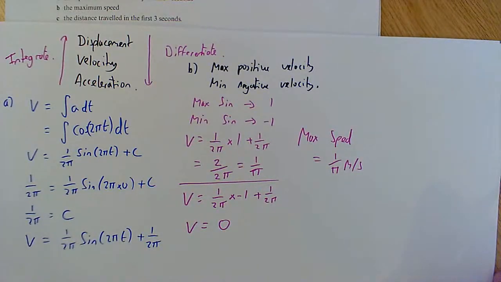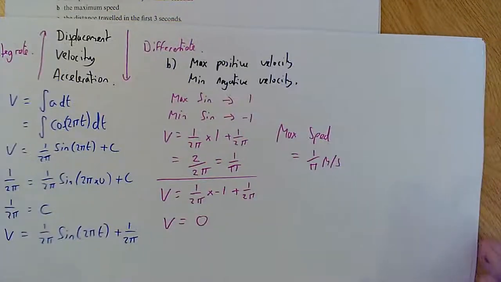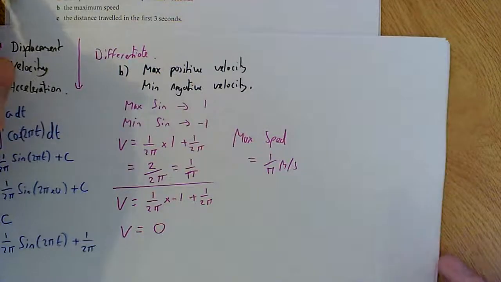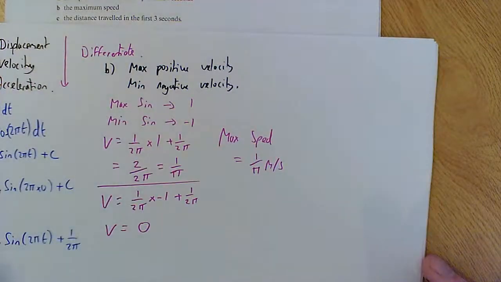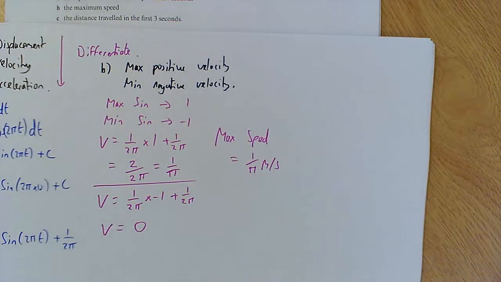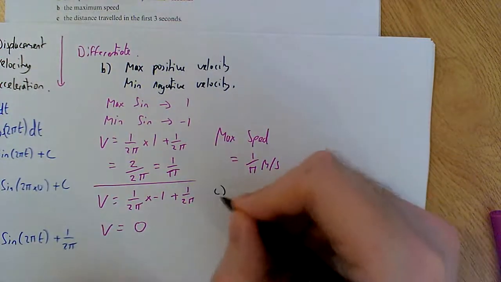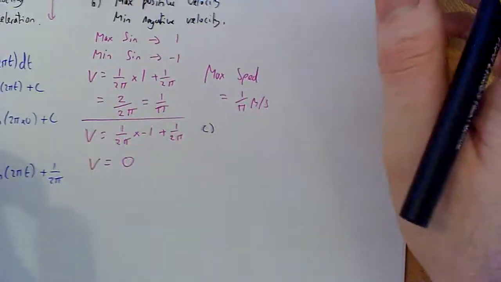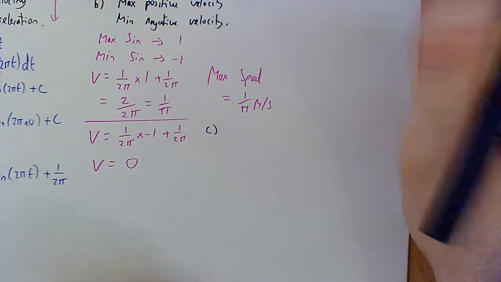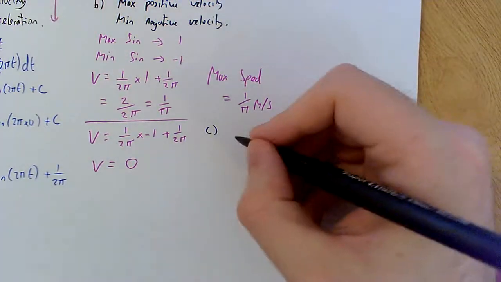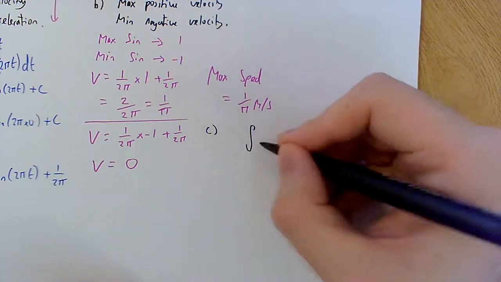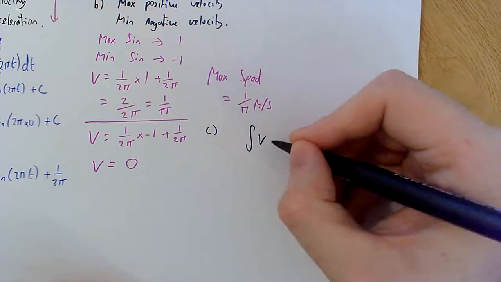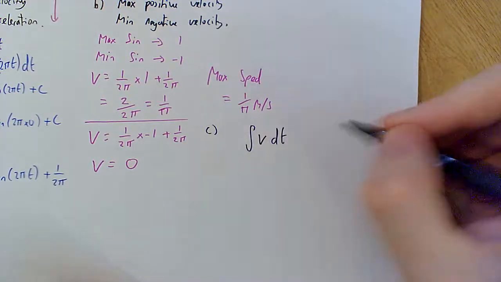Okay, that's A and that's B, and that just leaves us with part C to do, and part C asks us to find the distance travelled in the first 3 seconds. So to find the distance travelled in the first 3 seconds, well, if we want distance, we have to deal with displacement. So the displacement and the distance is going to be the integral of the velocity, so it's the integral of the velocity dt.